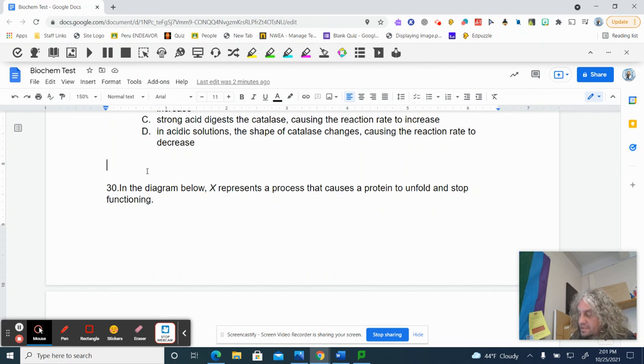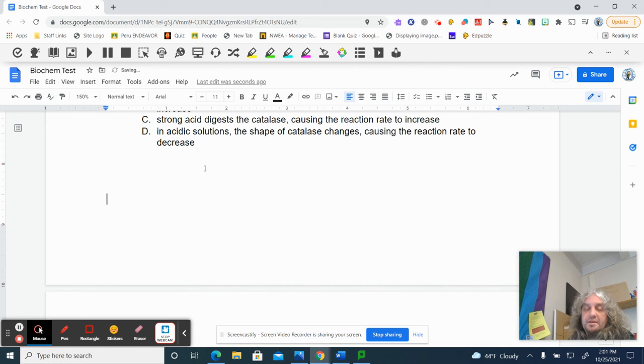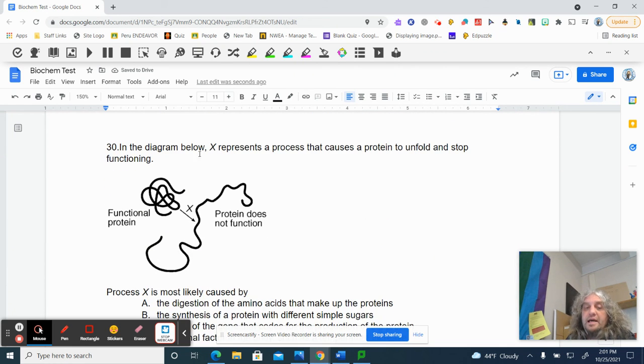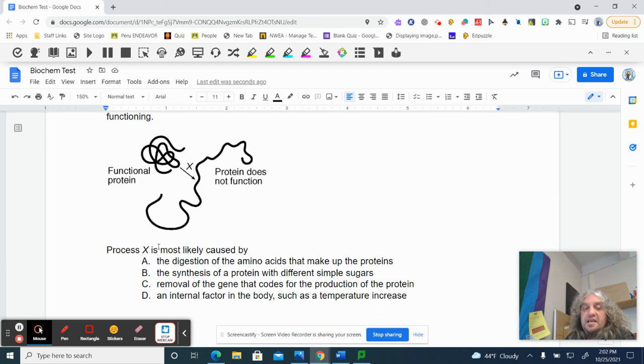Question 30. In the diagram below, X represents a process that causes protein to unfold and stop functioning. Process X is most likely caused by A. The digestion of amino acids that make up the proteins. B. The synthesis of a protein with different simple sugars. C. Removal of the gene that codes for the production of that protein. D. An internal factor in a body, such as temperature, has increased.